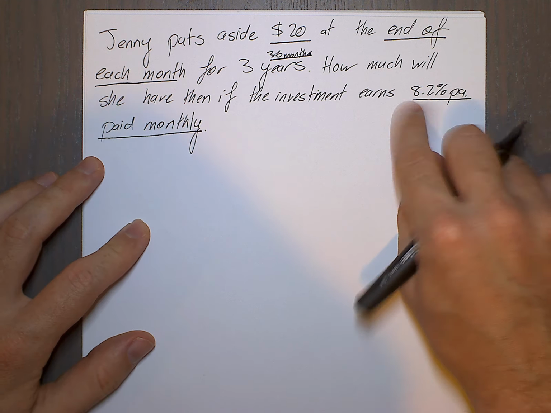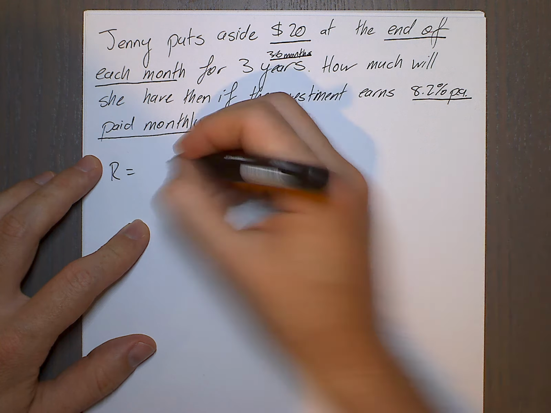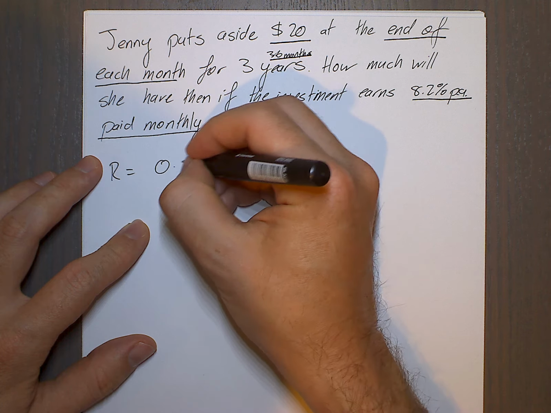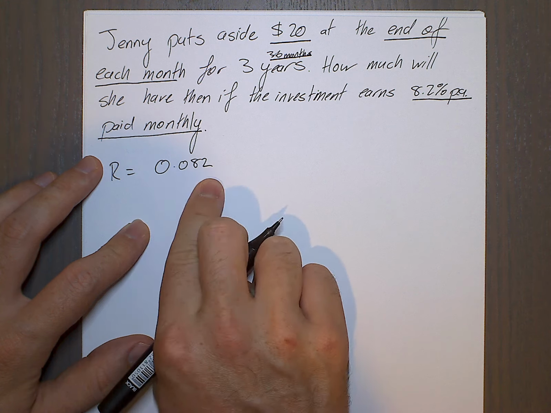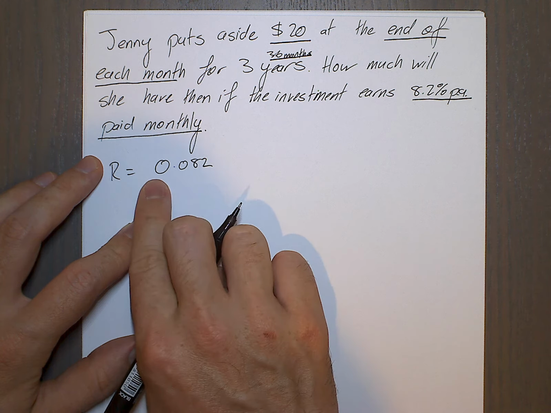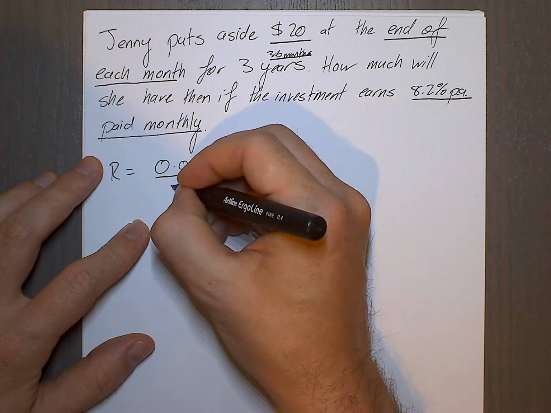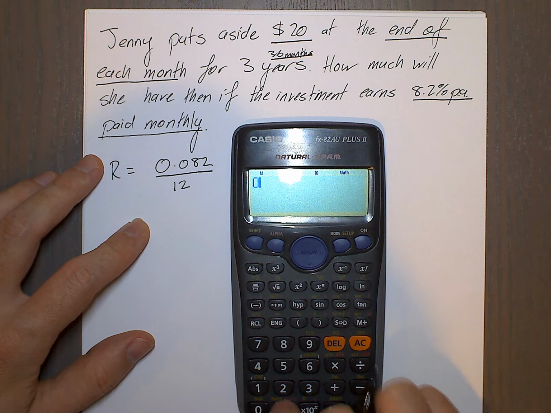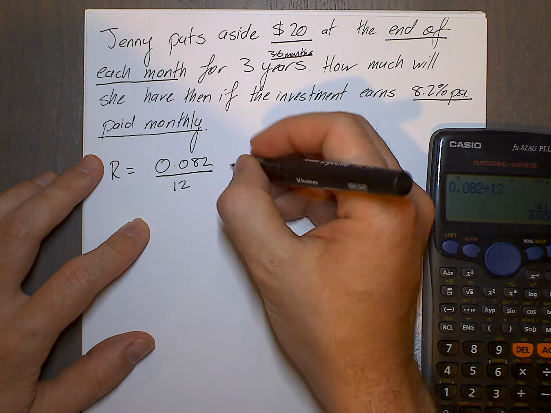So here, I want to figure out what the rate will be. If we change this into a decimal, we would write it as 0.082. Now we want to divide this by 12, per month. This is what it is per year. We want to change it to per month. So let's divide that by 12. And what we're going to get is a really small number, 0.082 divided by 12. It's 41 over 6,000. Really, really small.